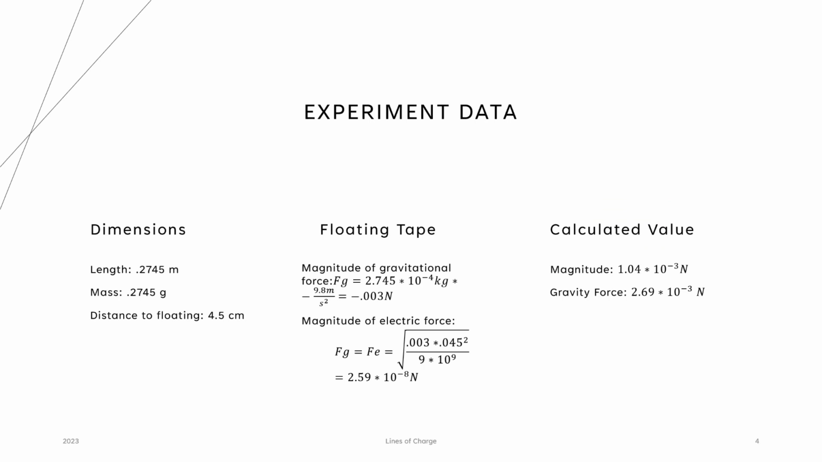This is the experimental data. The dimension of the tape as shown has a length of 0.2745 meters and it had a mass of 2.2745 grams. This is because it was assumed that 1 meter of tape is equal to 1 gram of tape. The distance I found before the tape started floating was 4.5 centimeters.